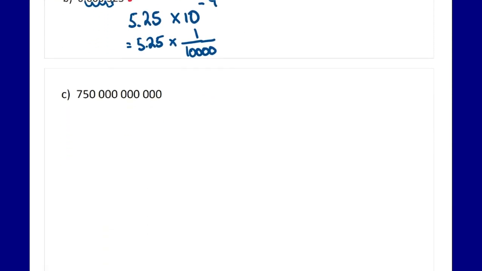We'll try one more. So again, the number after the first non-zero, so 7.5, we're going to multiply it by 10 raised to a power. In this case, the decimal would start here. I move it 1, 2, 3, 4, 5, 6, 7, 8, 9, 10, 11. So 11 jumps means the exponent is 11. So this, written in a simplified form, is 7.5 times 10 to the power of 11.